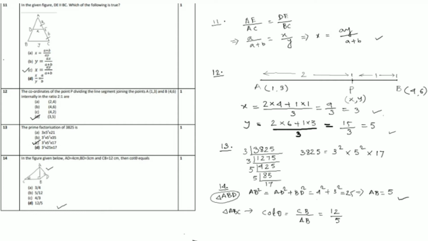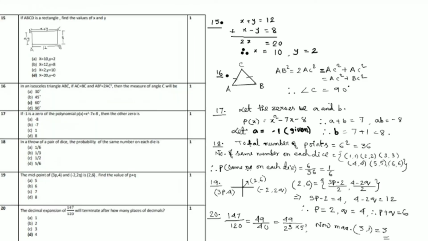Okay. Now from triangle ABC, here the angle C is equal to theta. We have to find out cot theta. Cot theta is equal to base by perpendicular. Therefore here it is CB divided by AB. Here it is given CB is equal to 12 centimeter, and we find out AB. AB is equal to 5. Therefore it will be 12 by 5. So the option D will be right.